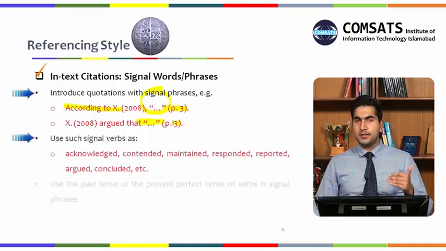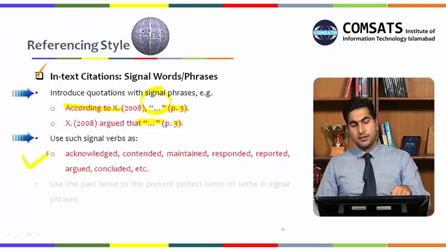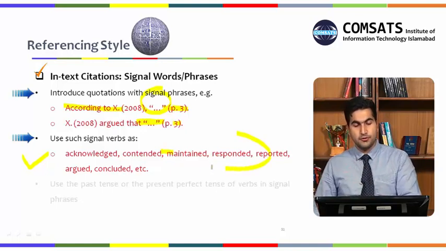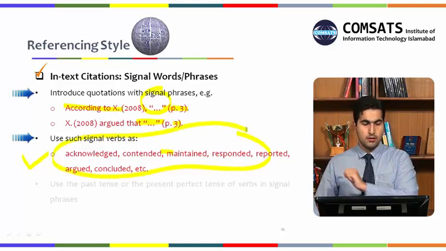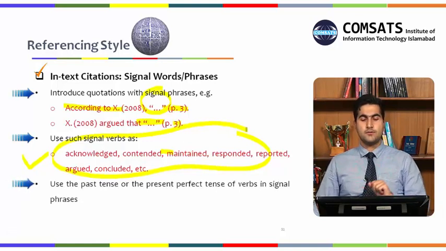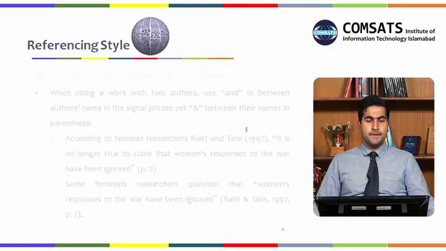If you move ahead, what are the different signal verbs which are used? So X acknowledged, Y contended, Z maintained that this and this. These are the different expressions which are used to signal, which is why these are mentioned here. And in a journal, you use the past tense or present perfect tense of verbs in your signal phrases.